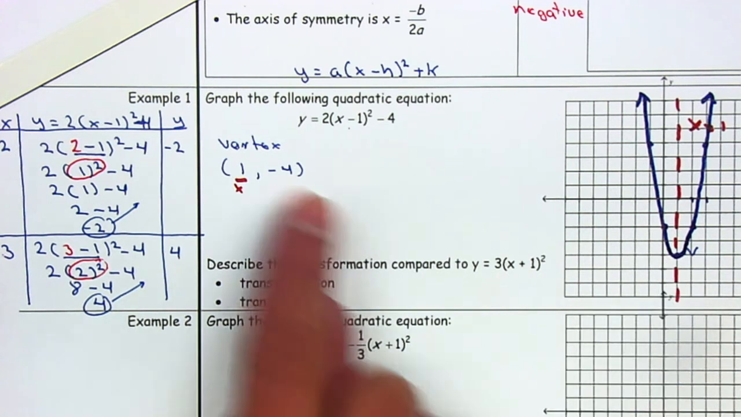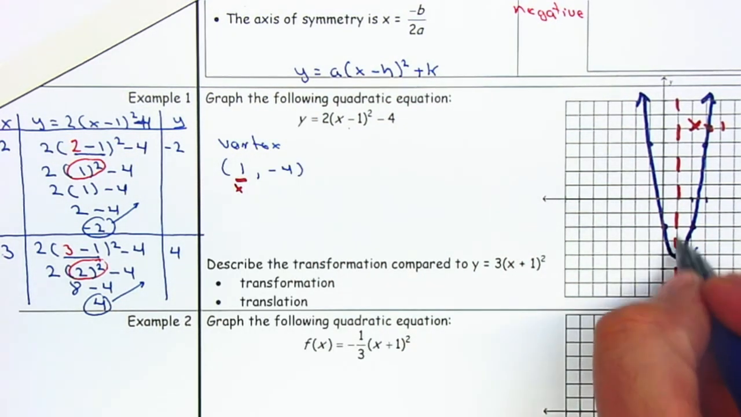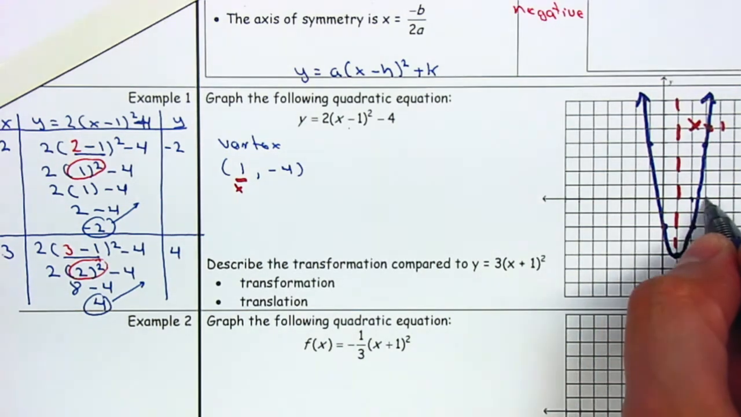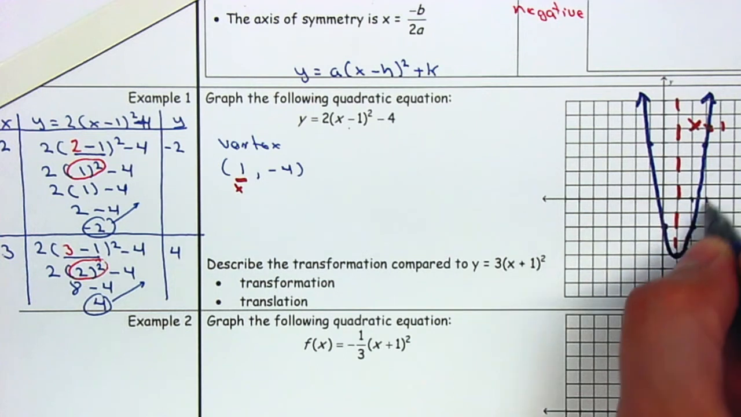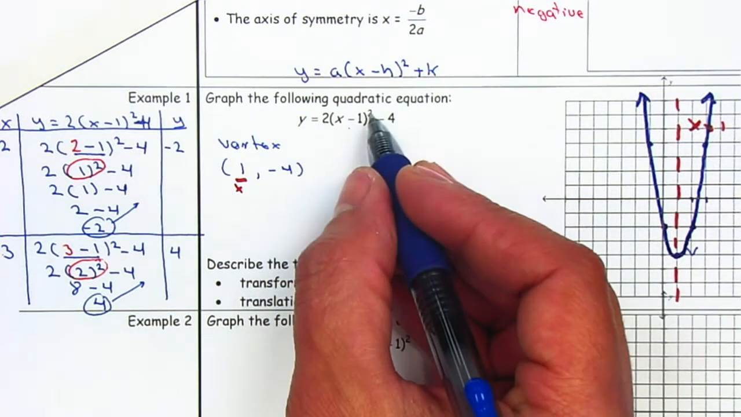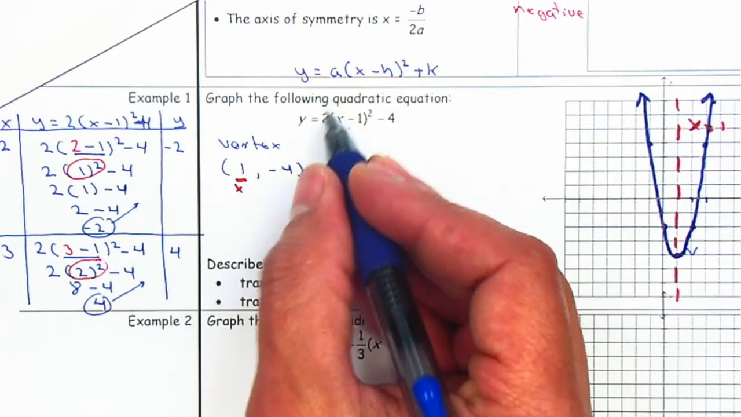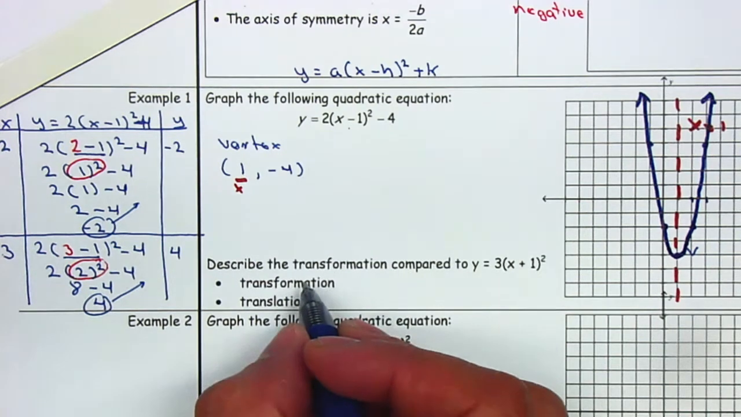If you notice, this is not the slope, because if this was the slope, then we'd be going up to the right one, up to the right one, up to the right one, up to the right one. And that would be a V. This is no longer an absolute value equation. This is a quadratic equation. So do not think of this as your slope any longer. But we can use it to compare the transformation.